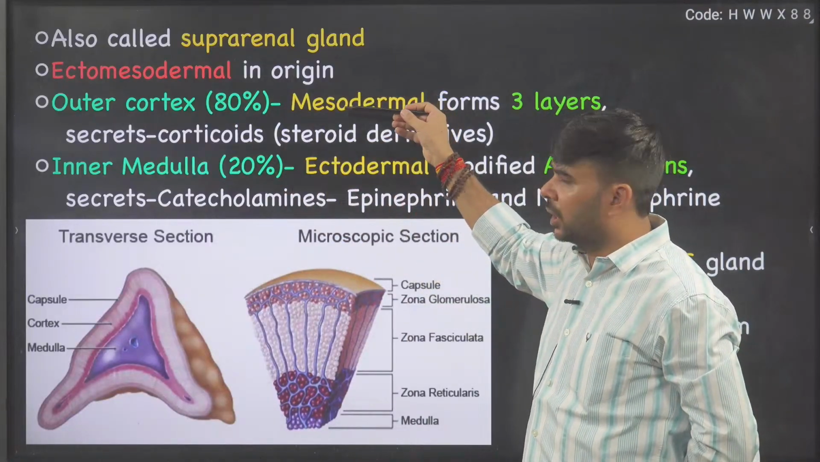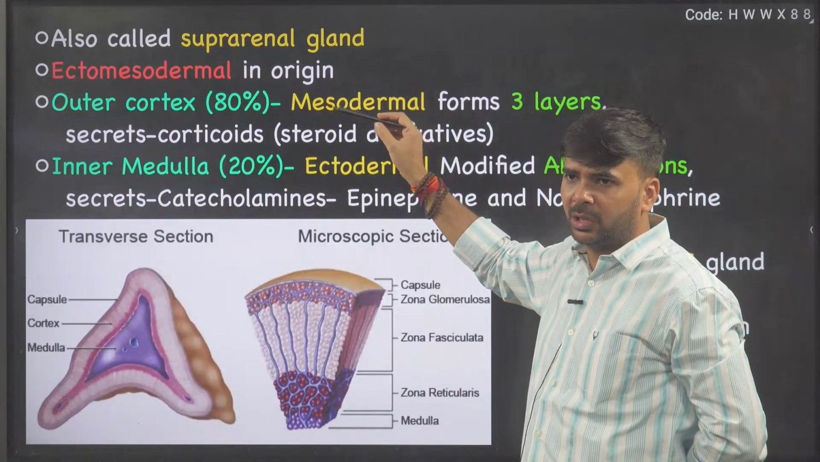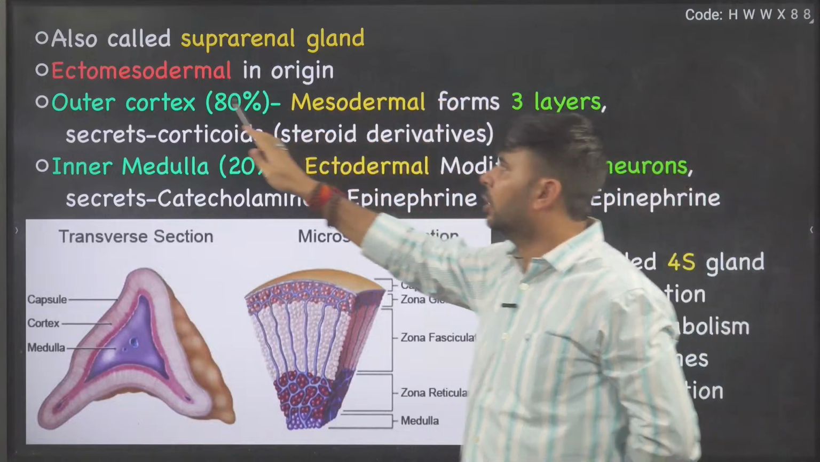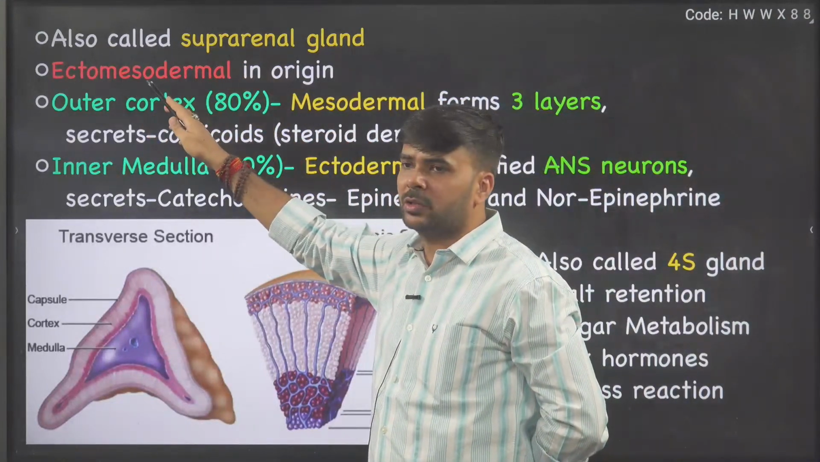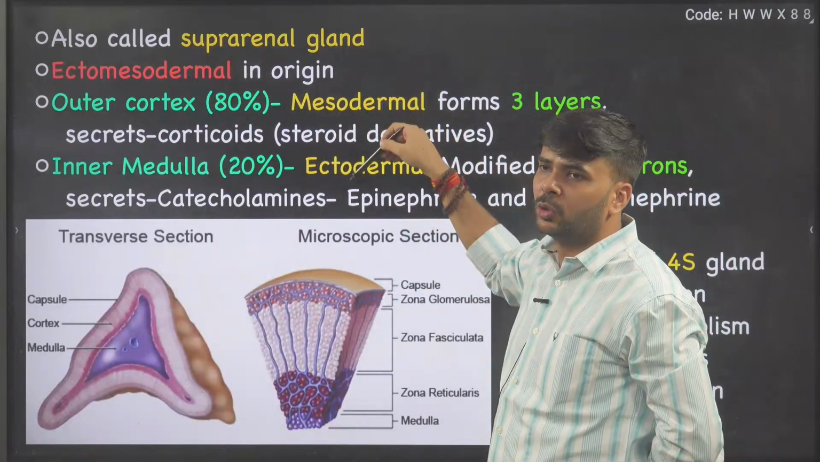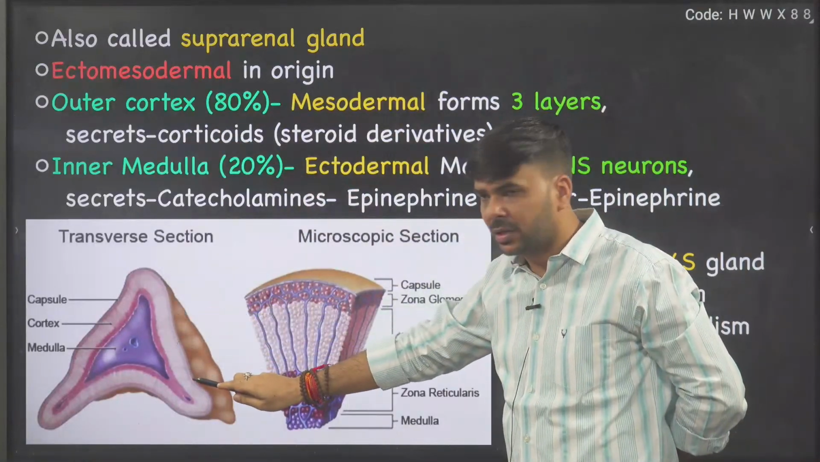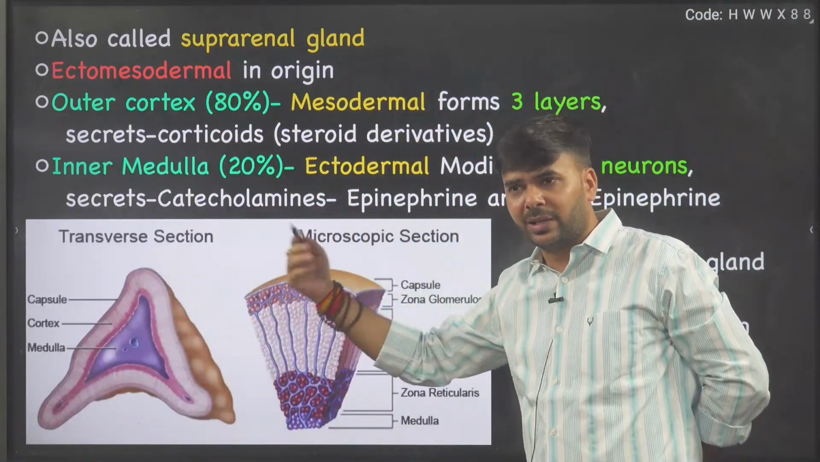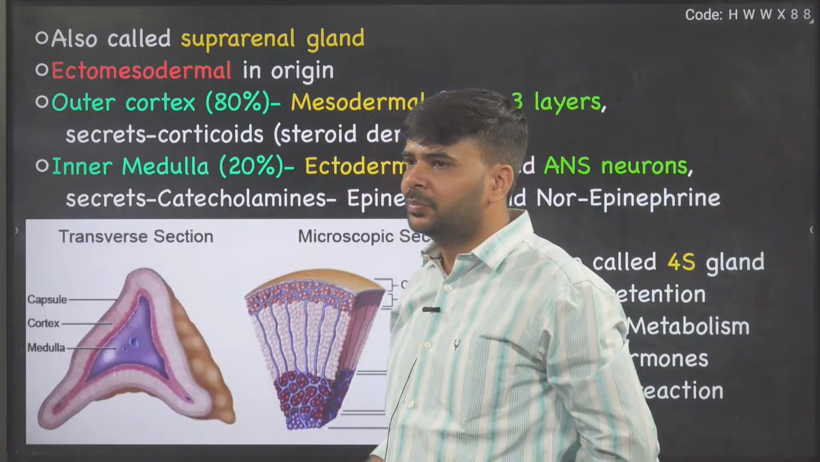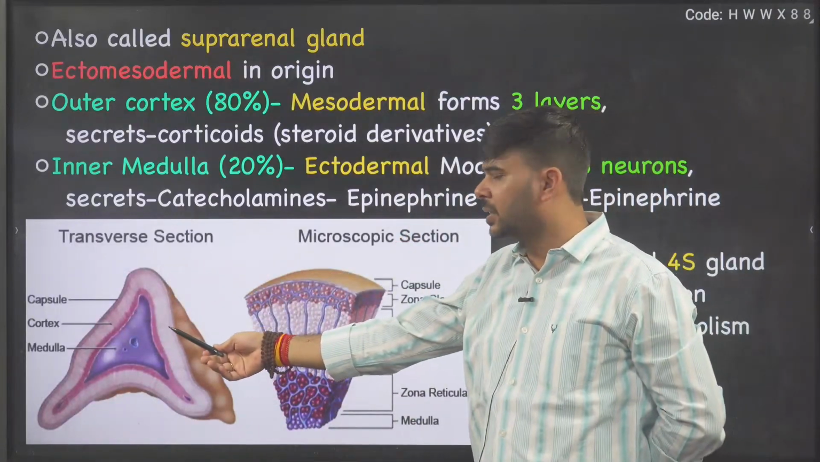It is mesodermal in origin. Very simple. If you don't know what mesodermal is, just mug up for now, I'll explain in detail later on. The total gland is ectomesodermal: ecto plus meso, the outer layer. Samosa gland, don't write samosa gland in the exam, but I'm saying it just for your easy understanding. The inner one is medulla, the outer one is cortex.